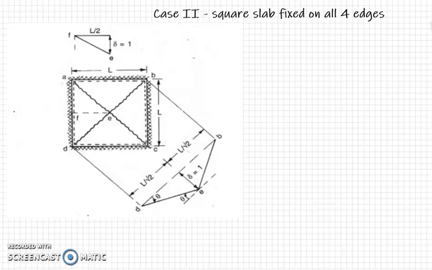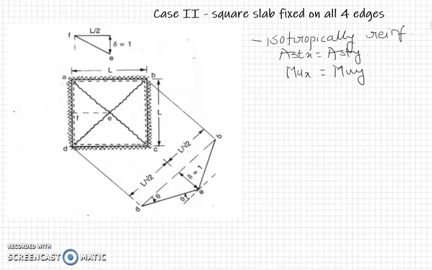So this is shown with a dash line, and this is a crooked line which shows a positive yield line. A square slab is isotropically reinforced. What do you mean by isotropically reinforced? The reinforcement in both directions, that is in the x direction and in the y direction, is the same. So AstX in the x direction is equal to AstY in the y direction. This means that the moment in the x direction and the moment in the y direction are the same. That is the reason we provided the same amount of steel.